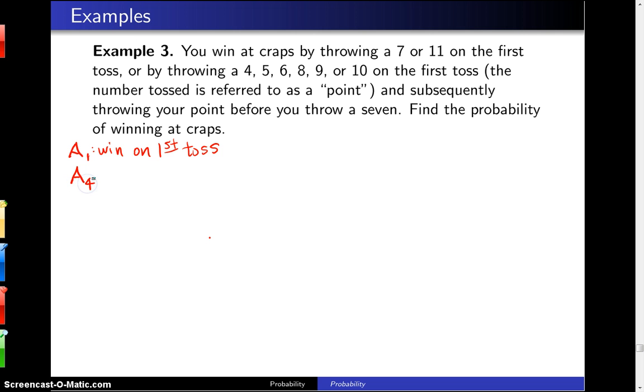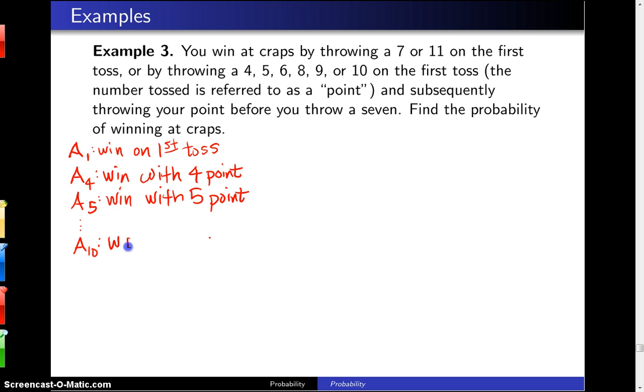Then I'm going to define A4, A5, A6, all the way down to A10 as winning with a 4 point, which is to say there was a 4 tossed on that first toss, and yet somehow you managed to win. A5 will be the event winning with a 5 point, all the way down to A10, which is winning with a 10 point.